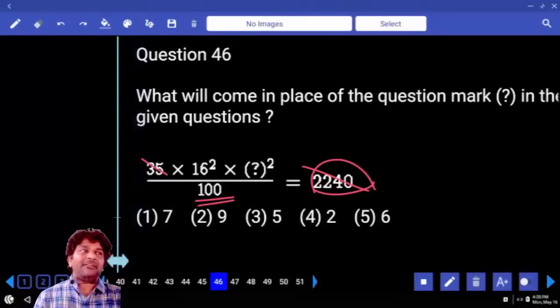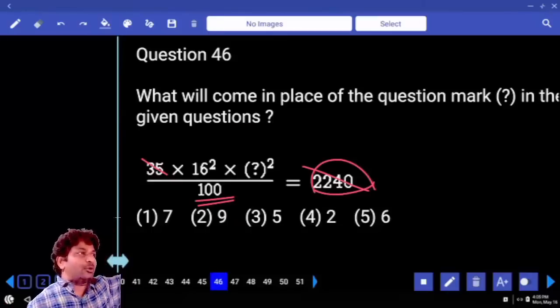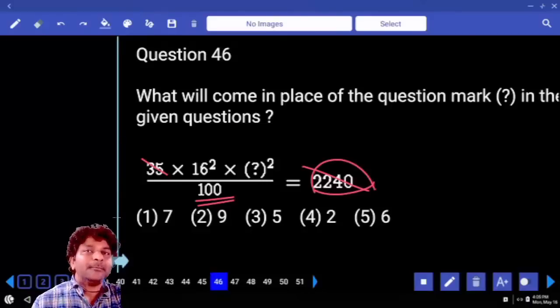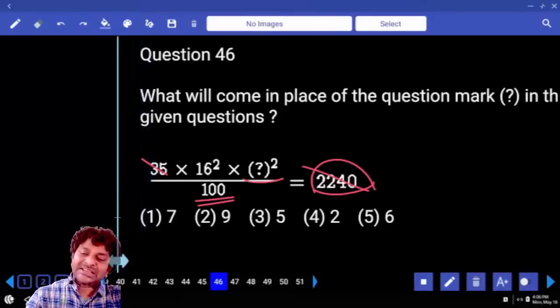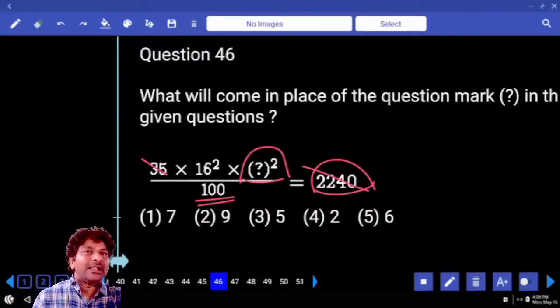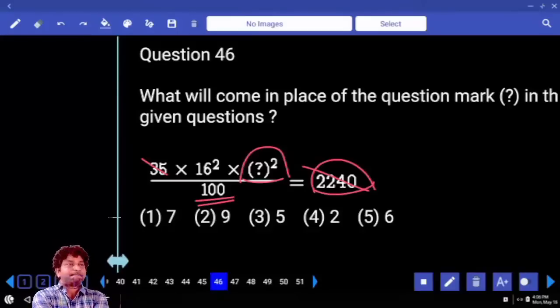In denominator left hand side 100 we have, which is a multiple of 5 square. In numerator, left hand side numerator, do you have 5 square multiple? That means x must be a multiple of... Come to options. How many are there?